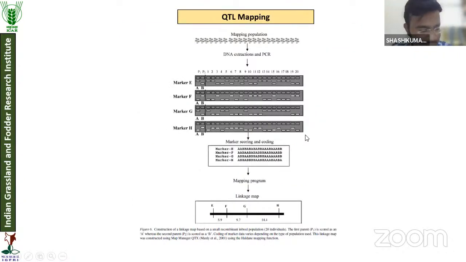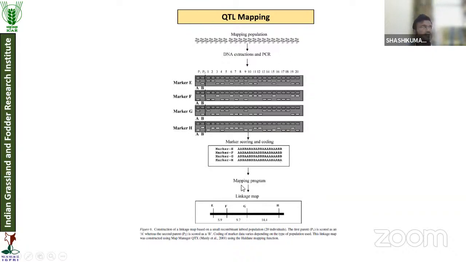Then comes QTL mapping. Now you have selected a mapping population, suppose a RIL. You extract the DNA, and first you go for parental screening, where you identify polymorphic markers in the parents. Initially, you go for a polymorphic survey in the parents, P1 and P2. Suppose you run around 1,000 markers between the parents, you may get around 80 to 90 polymorphic markers. Those polymorphic markers you run in the mapping population, which is called genotyping.